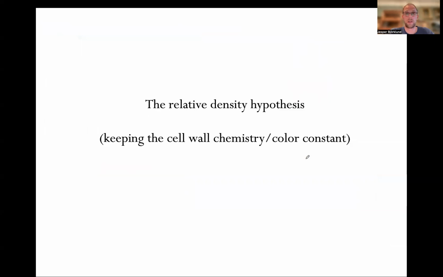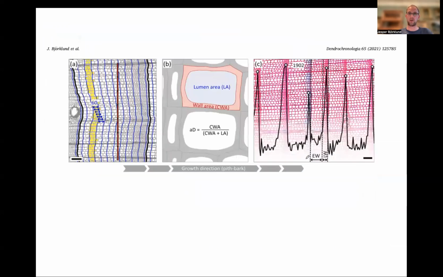So now we come to the relative density hypothesis, and here we try to keep the cell wall chemistry or cell wall color constant. In anatomical wood density, we calculate the relationship between the cell wall area and the lumen area plus the cell wall area. This gives us the anatomical density, or a relative density.